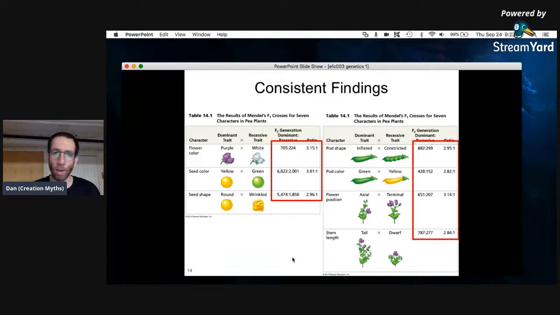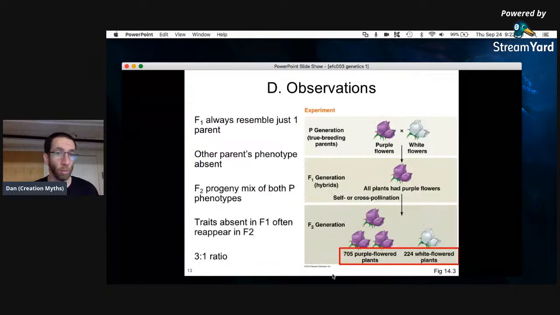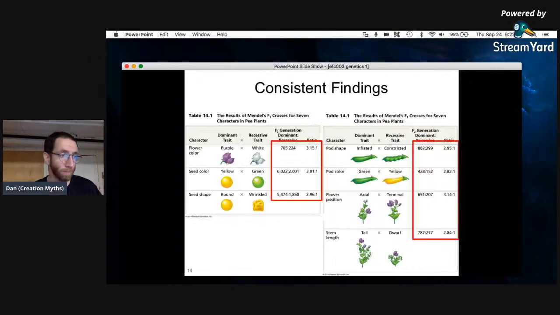So we have big data sets, consistent findings, shows us very clearly that those results I just showed you are not a fluke. This is typically what happens. So F1, you lose one of the phenotypes. F2, the phenotype that you lost comes back. The F1 was not an intermediate. And then in that F2 generation, you got a constant 3 to 1 ratio.